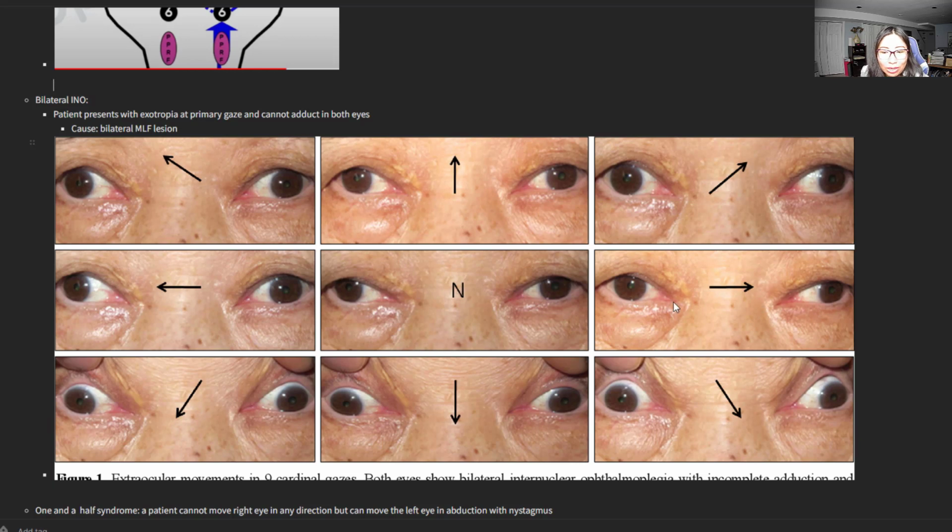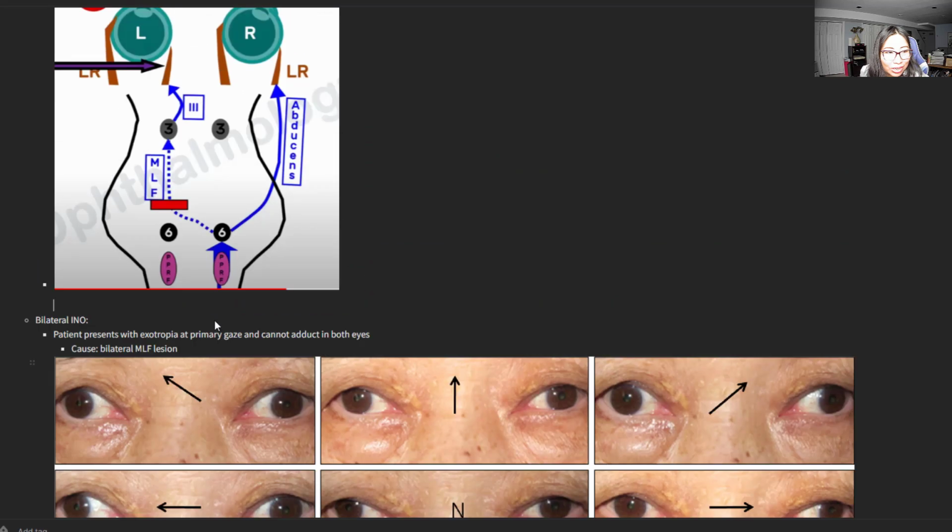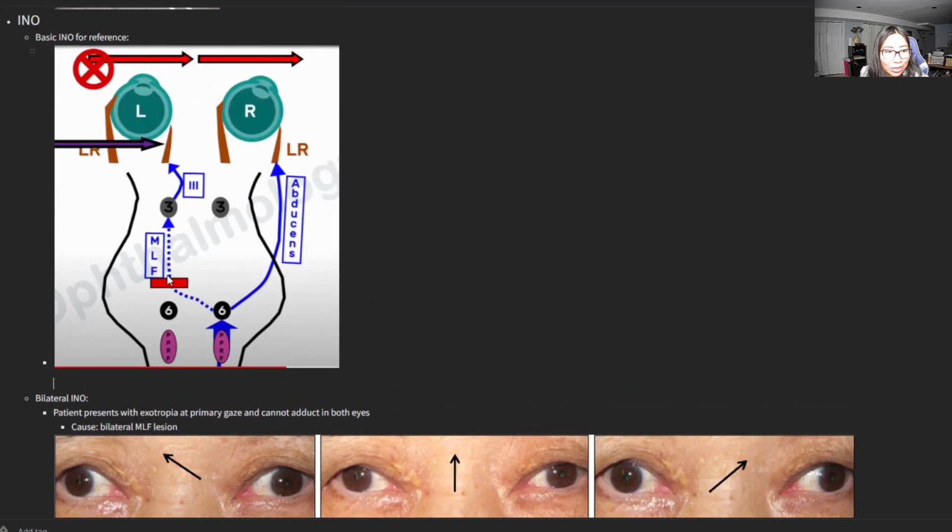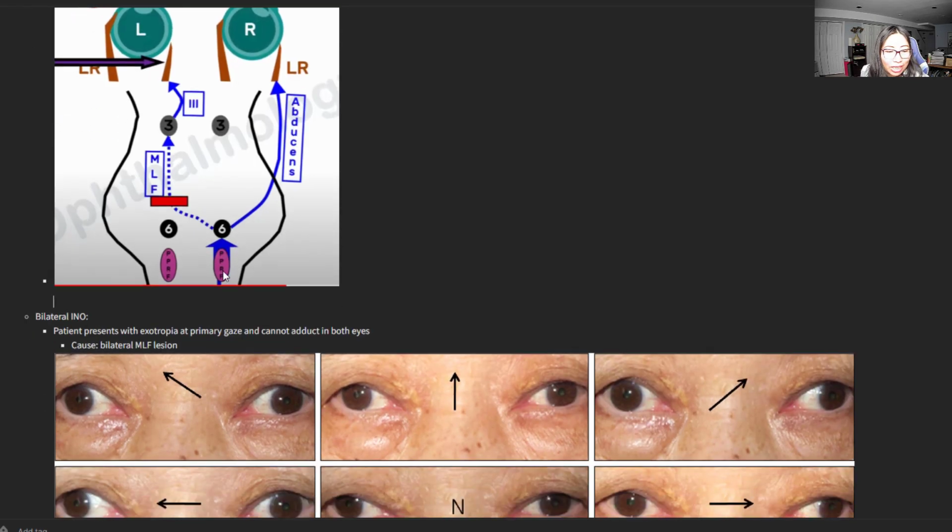So in this case, this is demonstrating that this eye is affected, cannot adduct, and then when looking the other way, now the other eye can't adduct, and the cause for this would be a bilateral MLF lesion. So going back to this picture, it would be a lesion here, and then another lesion on the contralateral side.